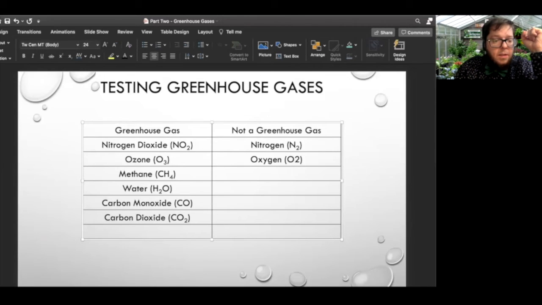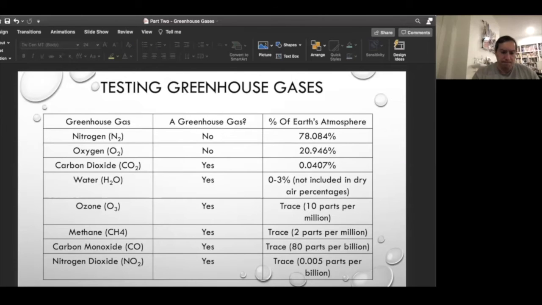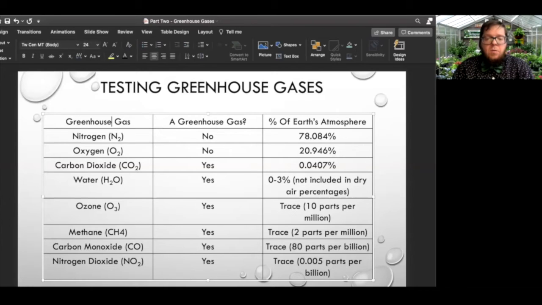Here is a slightly more complete table that I created, where I have the name of the, well, I guess I should say greenhouse gas, right? So I have the name of the gas.